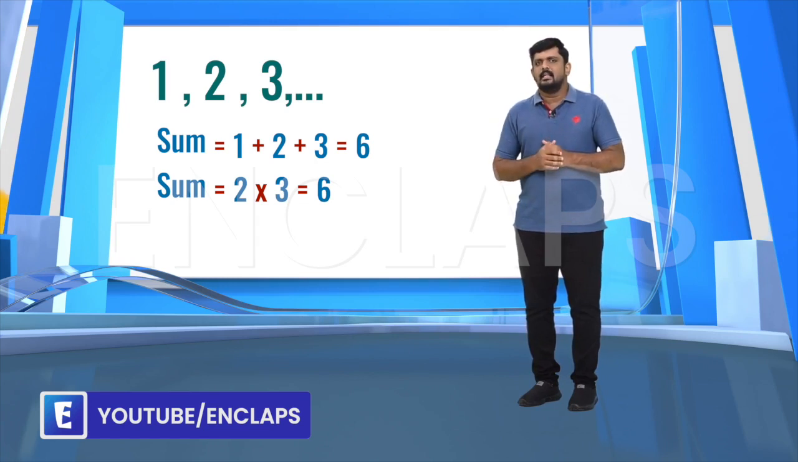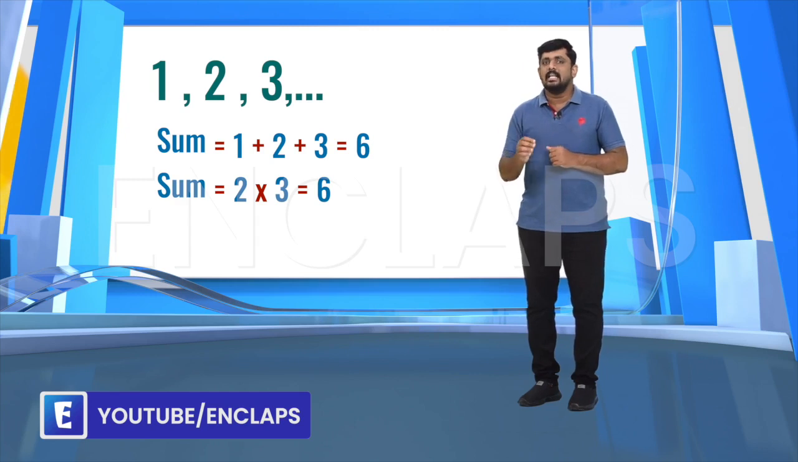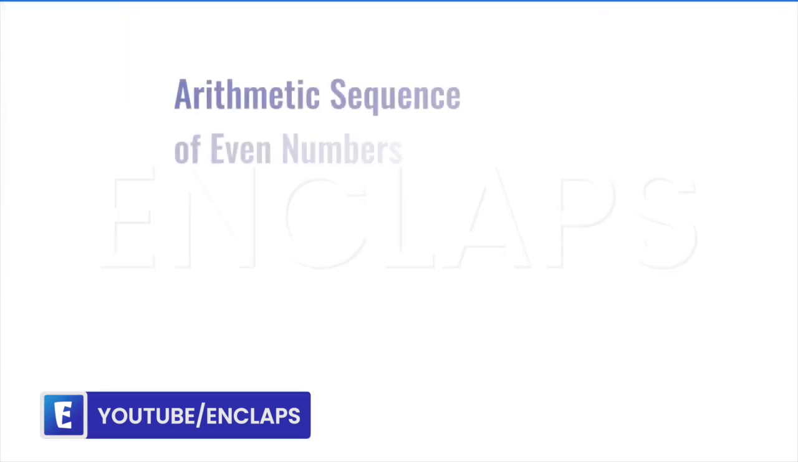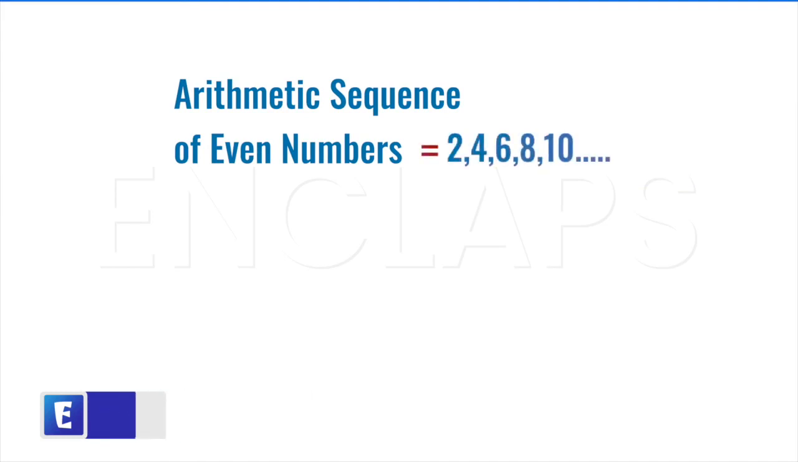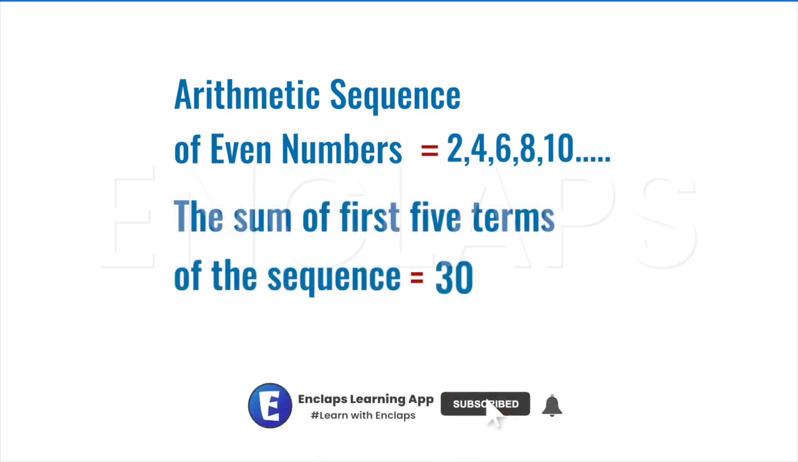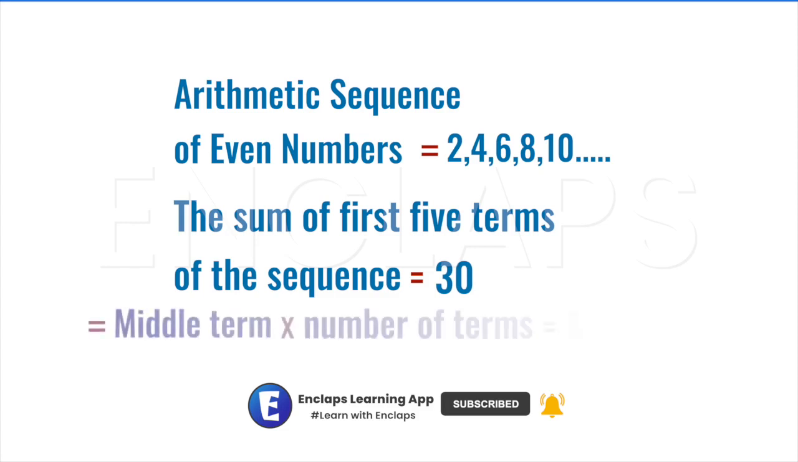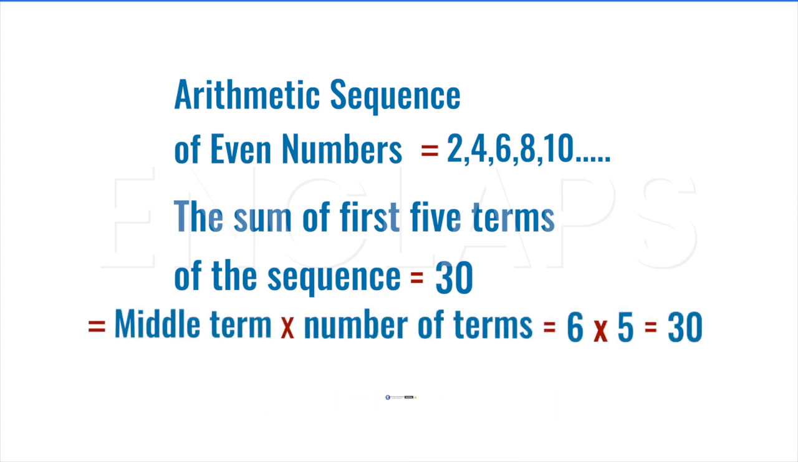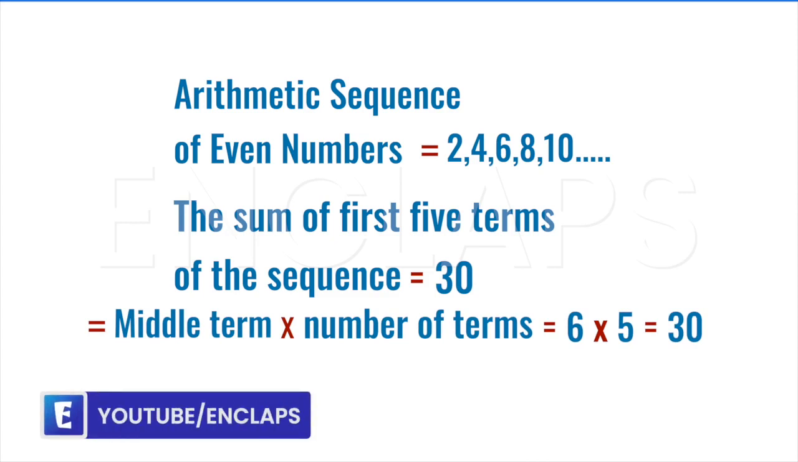Now let us check if this condition is satisfied on any arithmetic sequence. Let us consider another arithmetic sequence, that is even numbers, which can be written as 2, 4, 6, 8, 10 etc. Here the sum of the first 5 terms of the sequence is 30. It can also be said that the sum of these 5 terms is the product of the middle term 6 and the number of terms 5. That is, 6 into 5 is also 30.